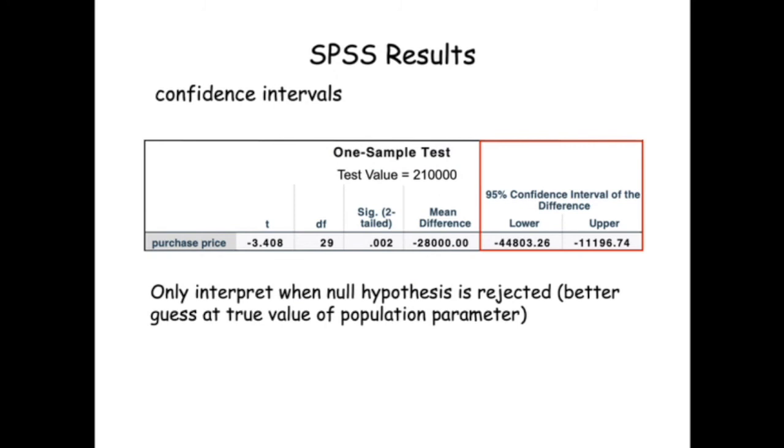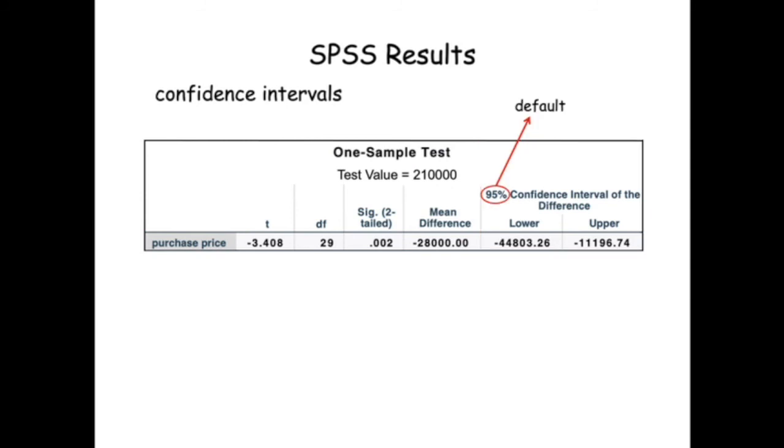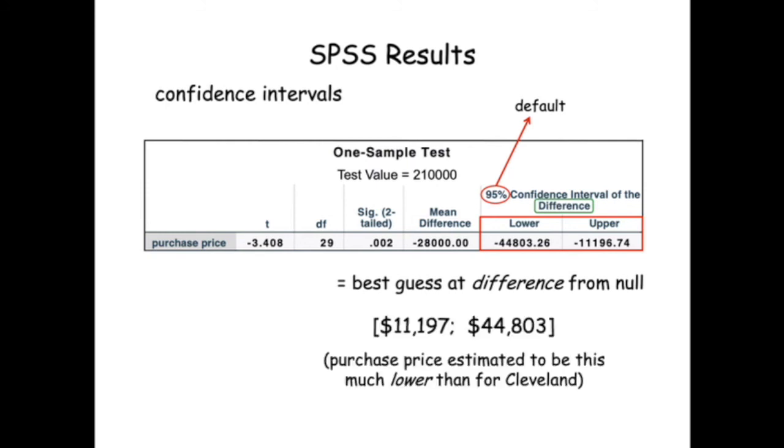The last portion of the table provides a confidence interval. This is only interpreted when the null hypothesis is rejected in order to obtain a better guess at the value of the population parameter. By default, the confidence coefficient is set at 0.95. This interval is the best guess of the difference between our results and the value hypothesized under the null hypothesis. So we can say that we are 95% confident that the mean purchase price of homes sold in Buffalo last year was between about $11,200 and $44,800 lower than that reported for Cleveland.